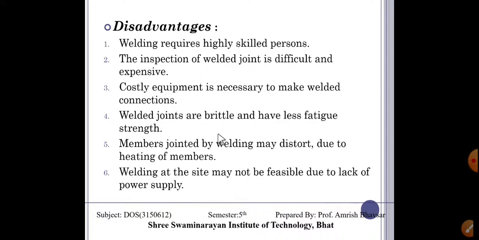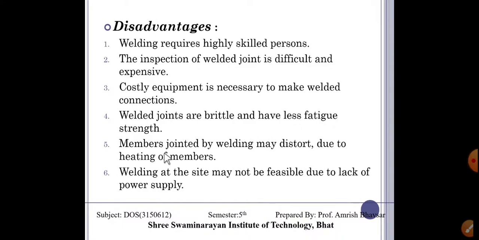Number four, welded joints are brittle and have less fatigue strength. If we are going to demolish a bolted connection, we just have to remove the nut. But for welding, we hammer on the connection and that connection breaks easily. So there is less fatigue strength in a welded joint.